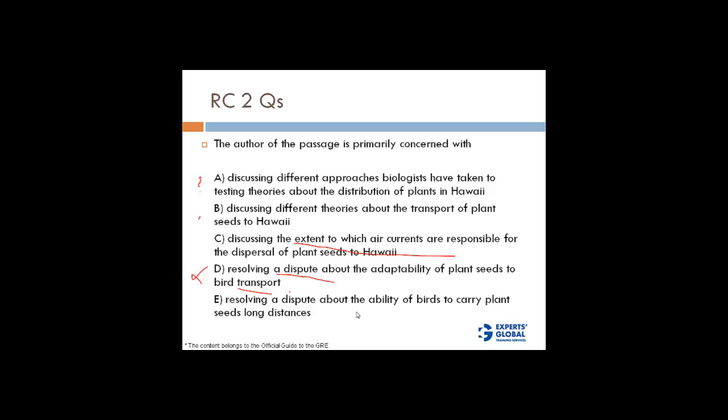Resolving a dispute about the ability of birds to carry plant seeds long distances. We are not talking about that dispute. Okay, so now we are left with discussing different approaches, discussing different theories, or discussing the extent to which air currents are responsible. Again, this is not explicitly stated anywhere, whereas this seems to be the central theme. So we'll pick answer B, and that is the correct answer.